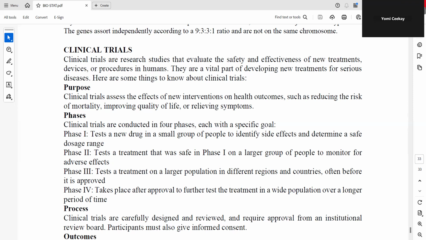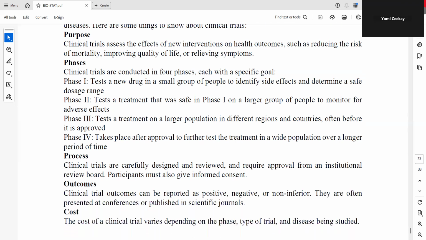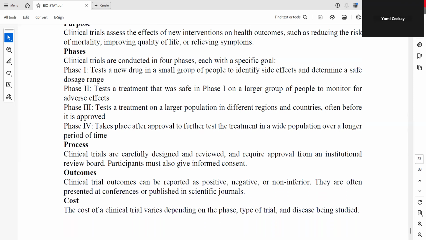Okay, let's move on. We talked about the process of clinical trials. Clinical trials are carefully designed and reviewed and require approval from an institutional review board. Participants must also give informed consent. So these are the process.